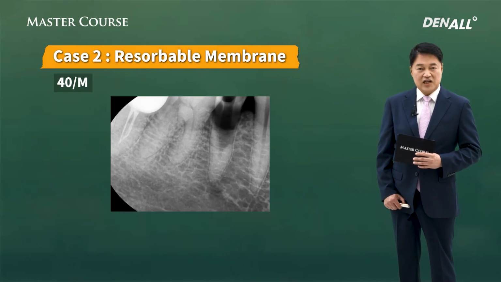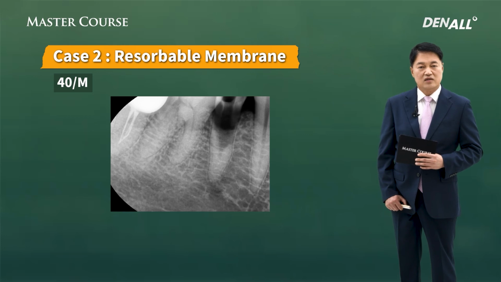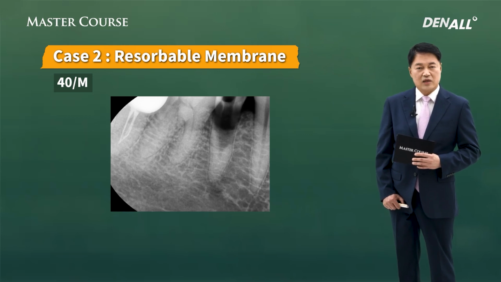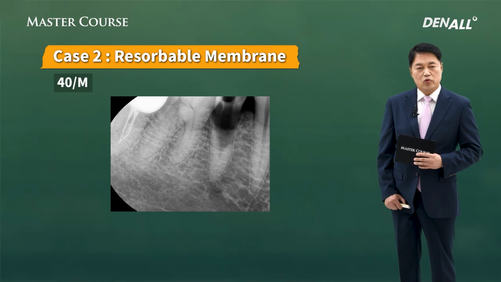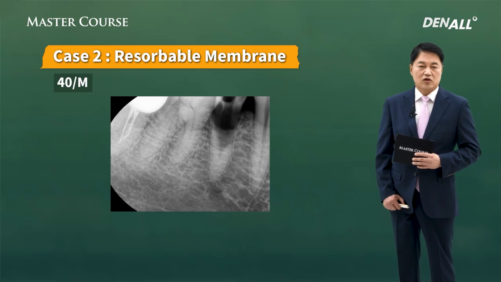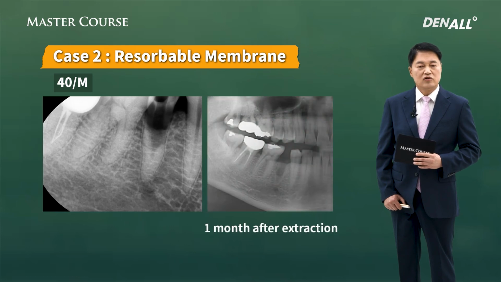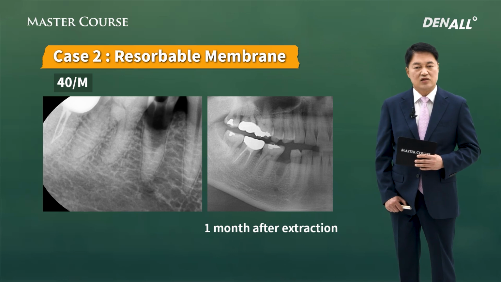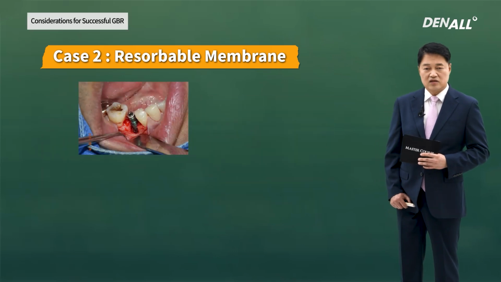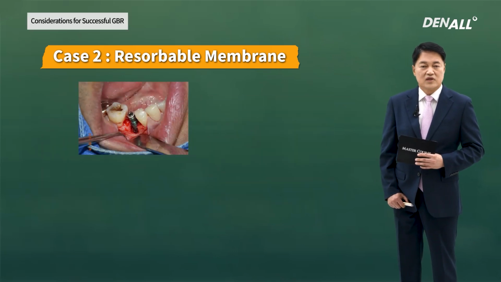Root caries caused the root fracture, and extraction was done. This is a 40 years old male patient, and after extraction, the patient experienced a lot of discomfort and wanted implant as soon as possible. And after 1 month, implant was planned. When the patient came back a month later, this is the image then.